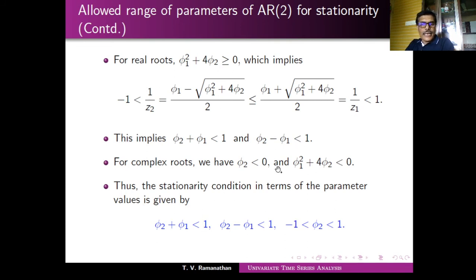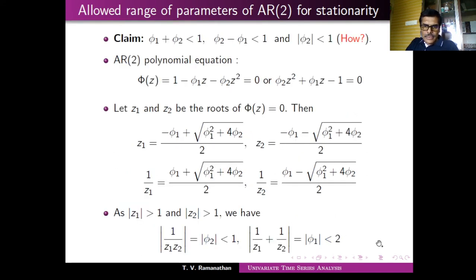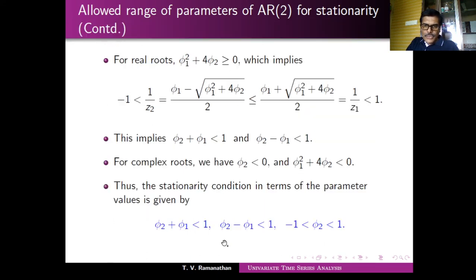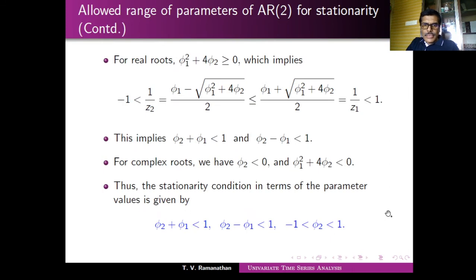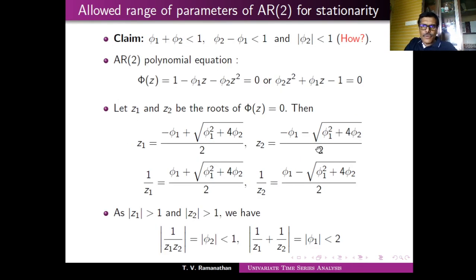So basically, after simplifying this, we can now see that the stationarity condition comes down to this, this, and this. In fact, this we have already taken, so this will be satisfied. So you can have this. See, this is actually I am taking it from here. So this is, yeah, the absolute value of phi 2 less than 1.